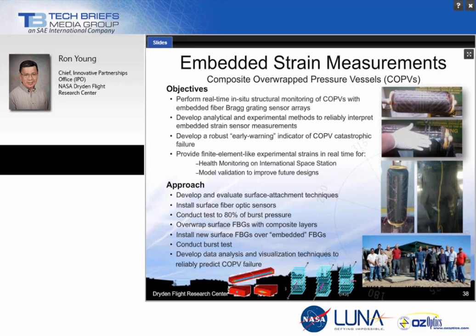And the way we did that, well, first of all, the goals involved were we wanted to do real-time monitoring. We installed about 1,600 sensors on these bottles, 800 of which were embedded inside. The others were on the surface. And the goal was to develop a robust early warning indicator of the onset of catastrophic failure. So that's what our goal has been. And the nice thing, as I mentioned, is that we can provide these finite element-like experimental strains in real time to allow us to do health monitoring and also to validate the designs for future improvements.